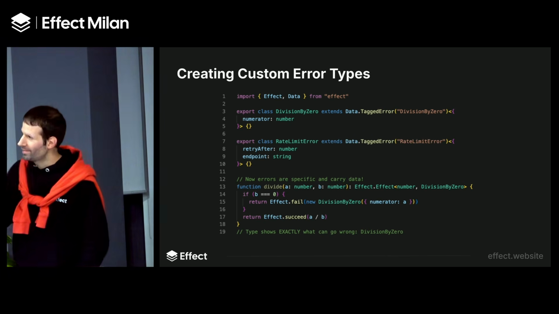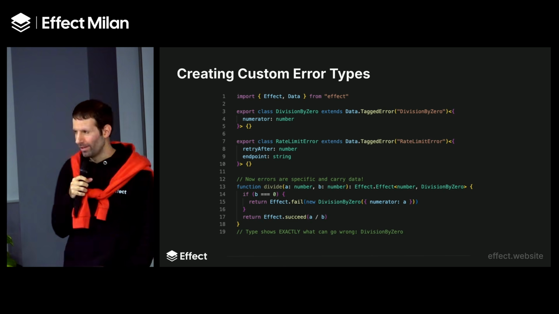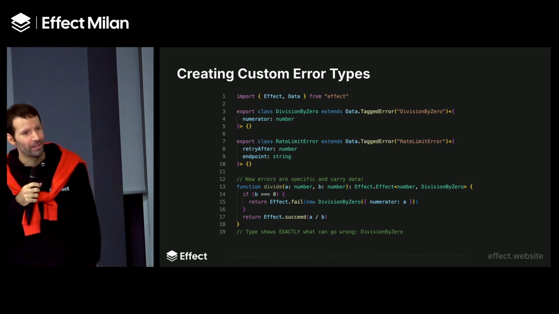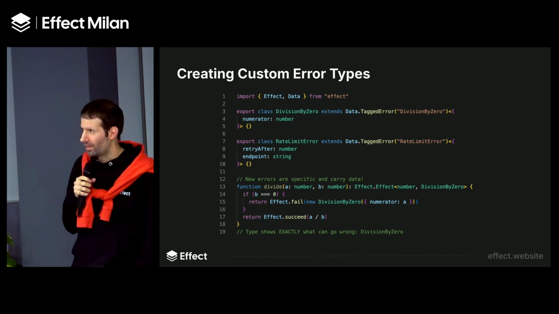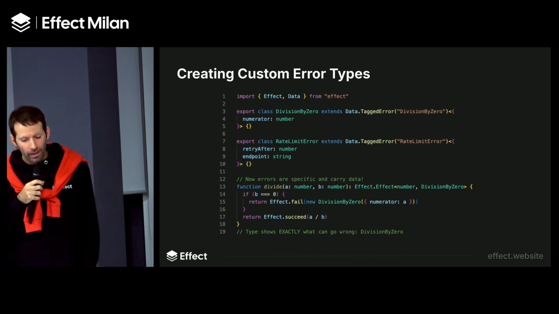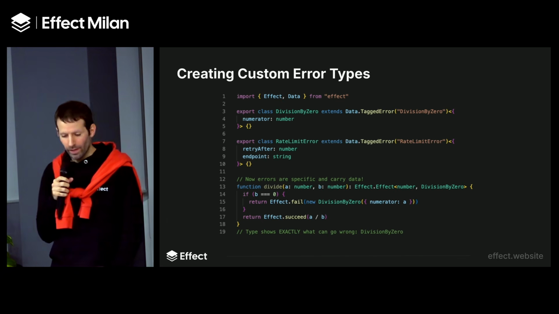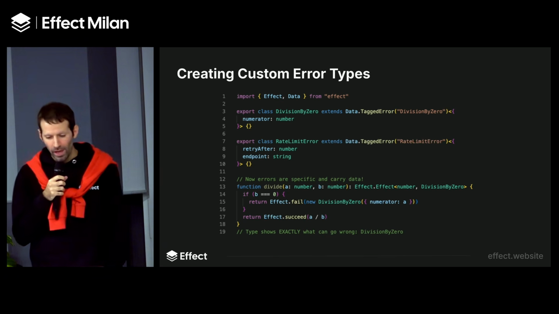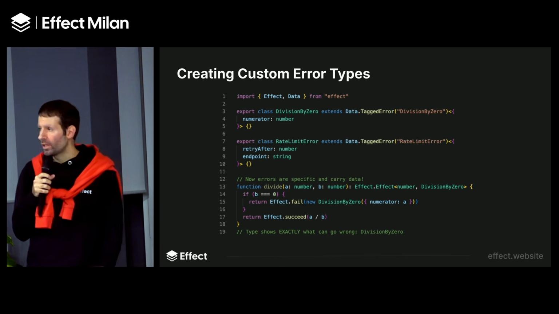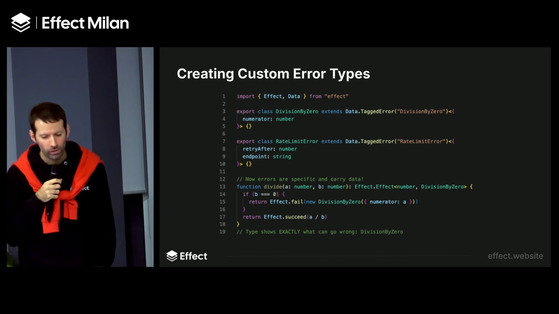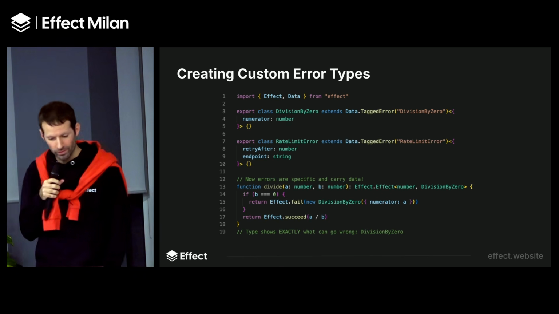And yes, I know that this syntax at first sight can look like something from another language, but I assure you that this is 100% valid TypeScript. And basically, each error gets a string tag, like DivisionByZero or RateLimitError, and that will allow us to discriminate that specific kind of error along a union of multiple kinds of errors.